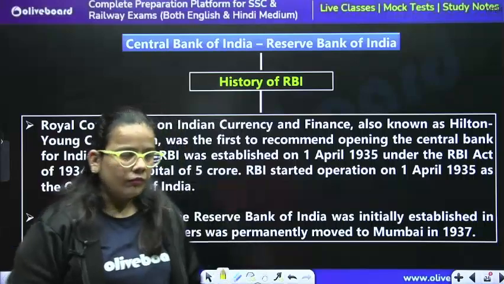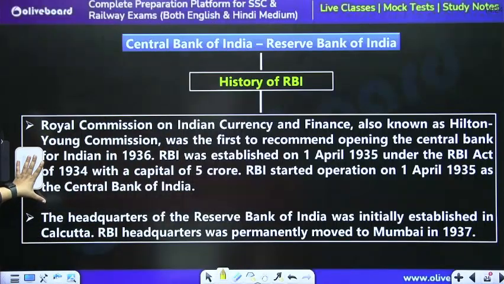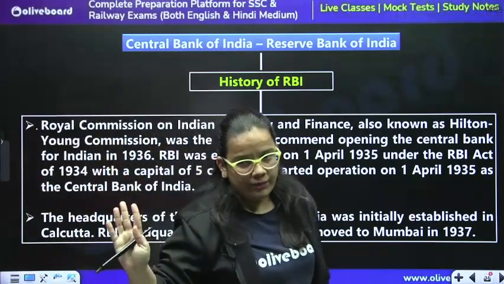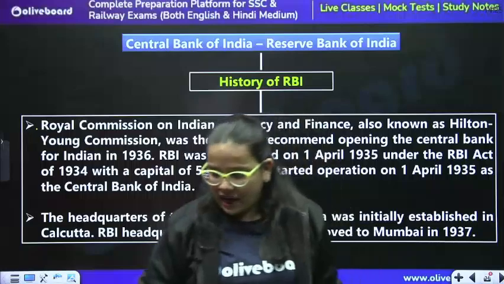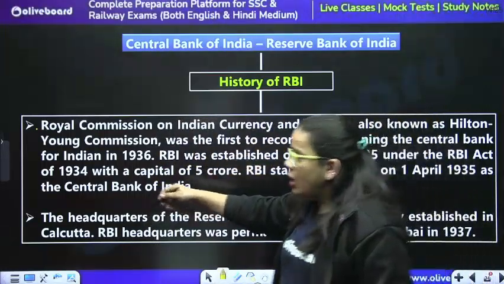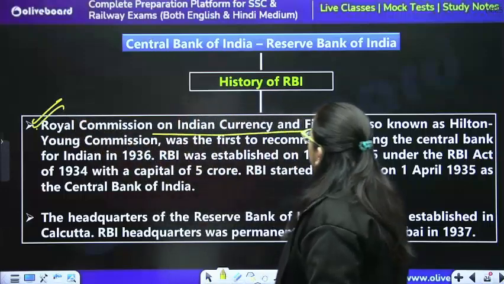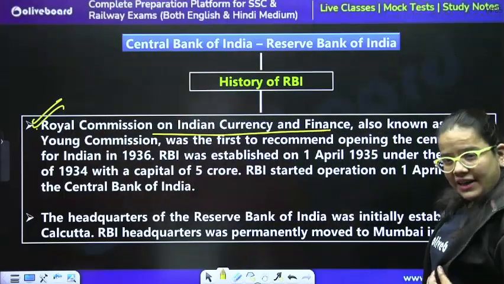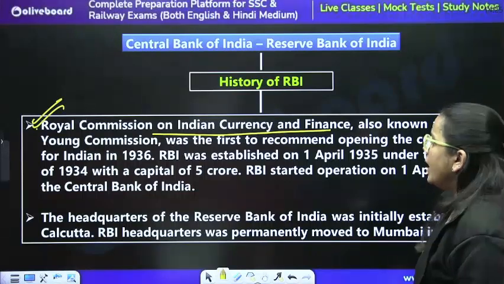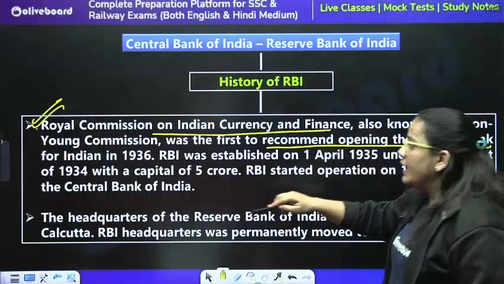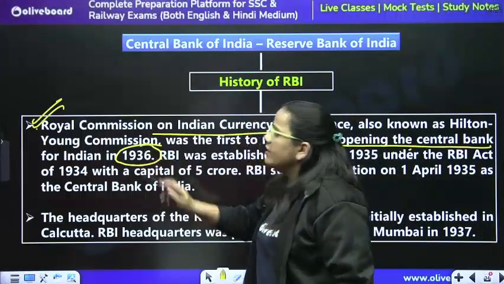See, the Royal Commission on Indian Currency and Finance. The other name is the Hilton Young Committee. This Hilton Young Committee actually gave the recommendation, which is also termed as the Royal Commission on Indian Currency and Finance. This commission recommended the central bank, the apex bank actually, and was the first to recommend opening the central bank for India in 1936.